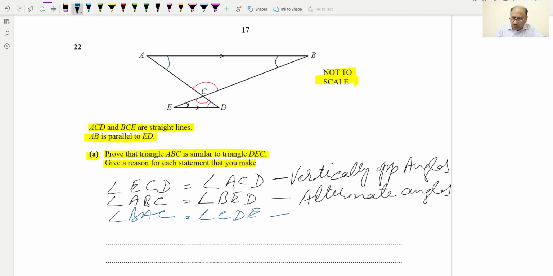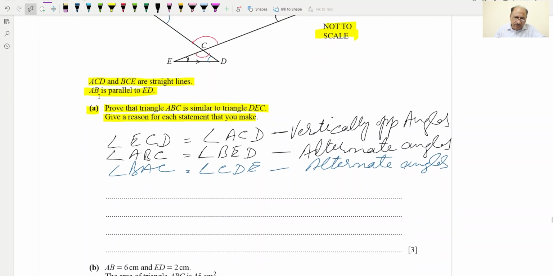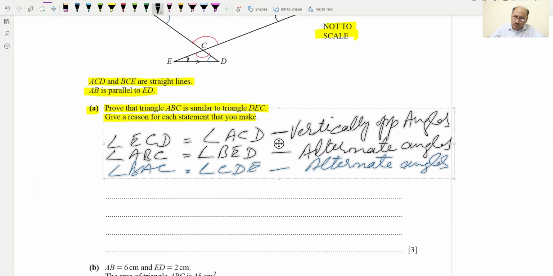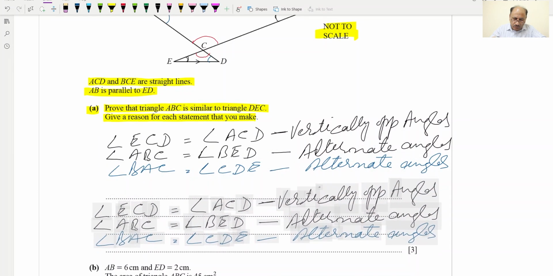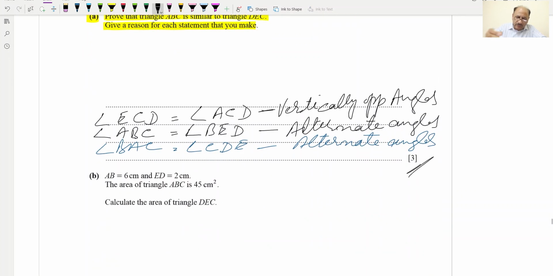and this is also alternate angles. So this is also done, and basically we have provided the answer which we were supposed to write over here. Hopefully you understood this. This was a 3-mark question.